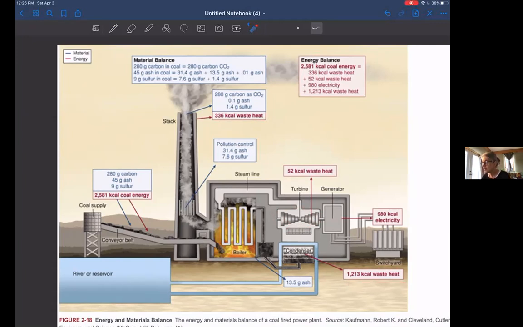We're also producing ash and sulfur, which can be a problem if it gets into the atmosphere. Sulfur can lead to acid rain. So it can acidify the rain, which is a problem for some forests or ponds and streams, for example, if they get too much acid in them. And then we turn that into electricity.